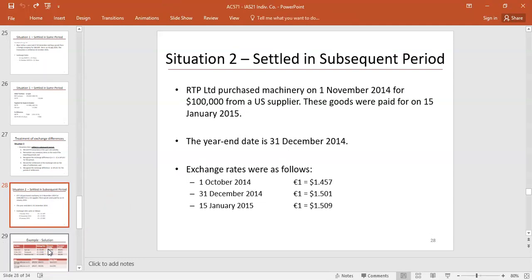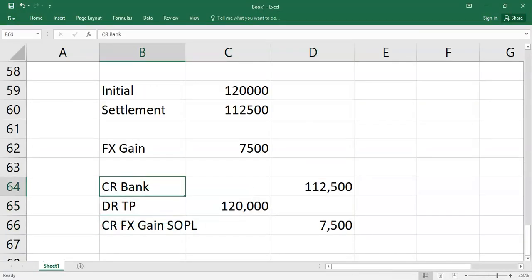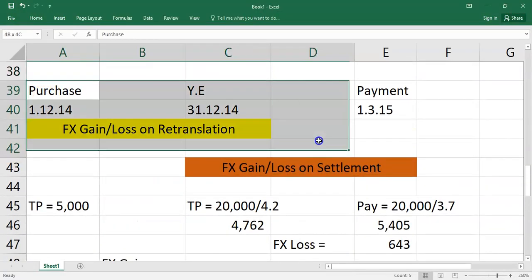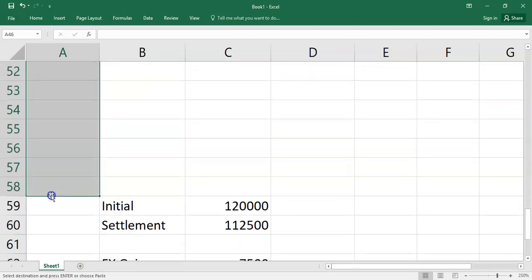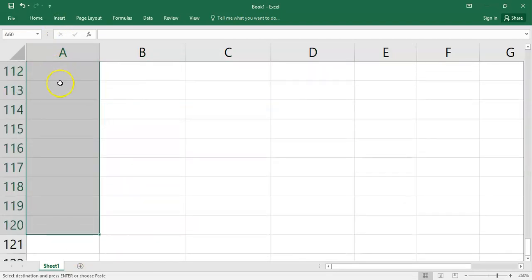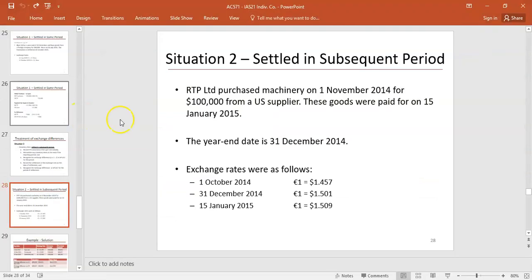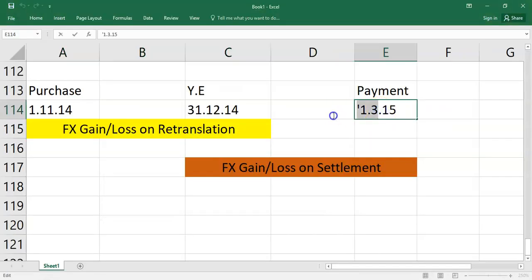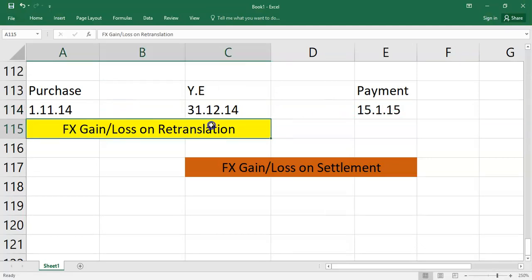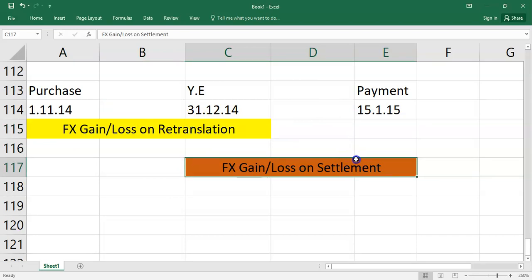RTP purchased machinery on the 1st of November for $100,000. Dollars is the foreign currency, and it was paid on the 15th of January. The year end is 31st of December 2014, and you have your relevant exchange rates. So we'll draw it out just for clarity. Your purchase is 1st of November 2014, year end 31st December, and payment 15th of January 2015. So we're going to have an FX gain or loss in retranslation here, and an FX gain or loss in settlement here.